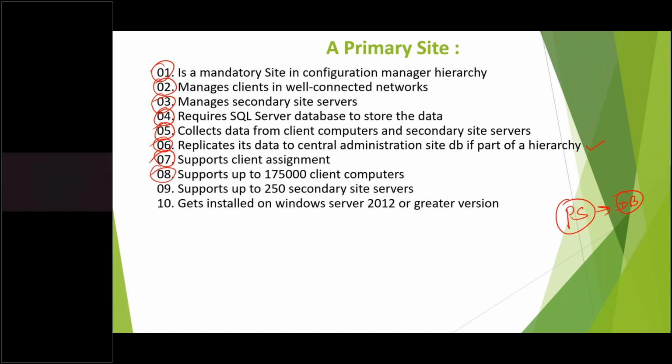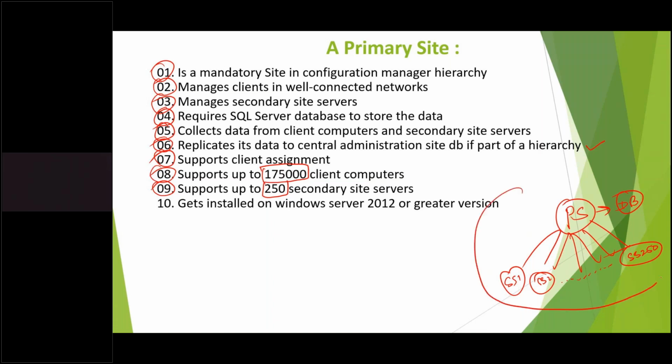It supports a maximum of 175,000 client machines, and it will have a maximum of 250 secondary site servers. So one primary can have how many secondary sites? Secondary 1, then secondary 2, and it will keep going up to secondary 250. You can have a maximum of 250 secondary sites. And one primary site hierarchy, how many total devices? 175,000. And you can install this on Windows Server 2012 or greater. So that's a primary site server, guys.